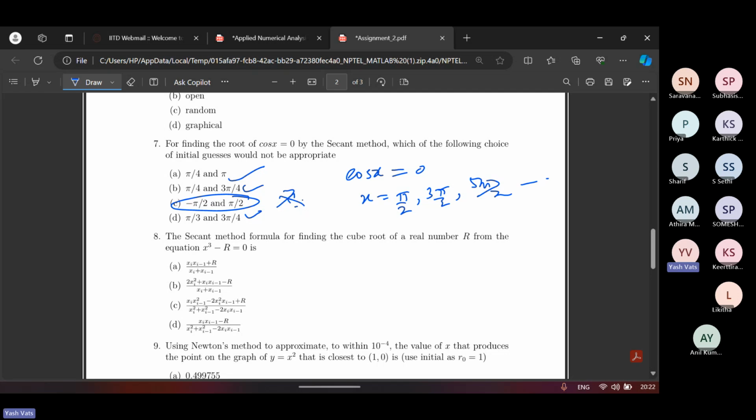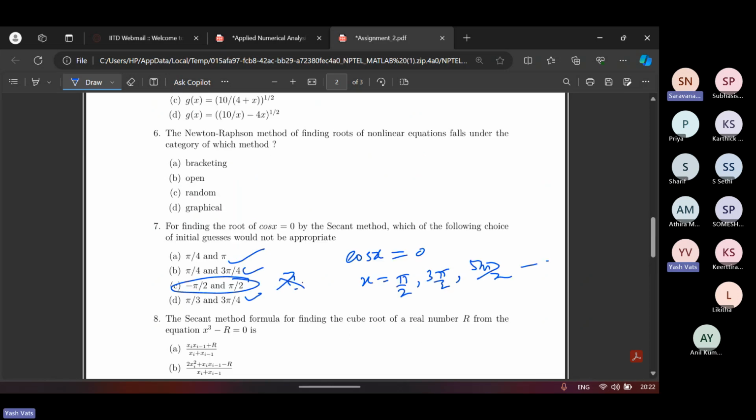So I think pi by 3 and 3 pi by 4 are a good choice, and pi by 4 and 3 pi by 4 is also maybe, but it may take some time, but it should converge, I think. Can we just show that graphically to understand, so it will be easy? Okay, let me draw a graph of it.